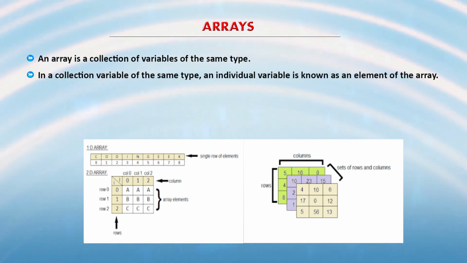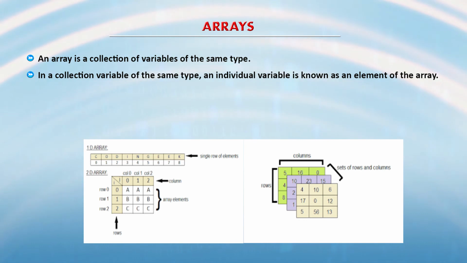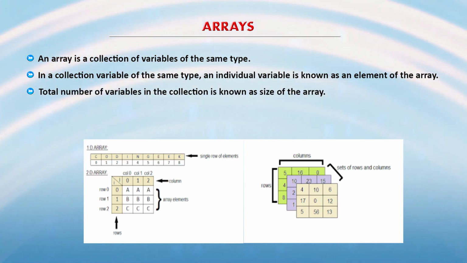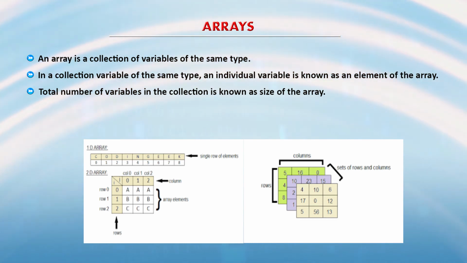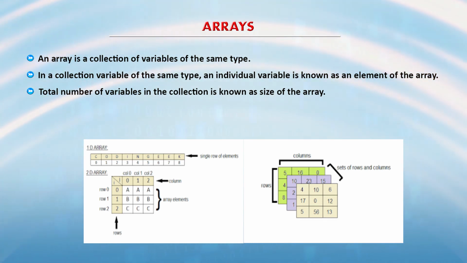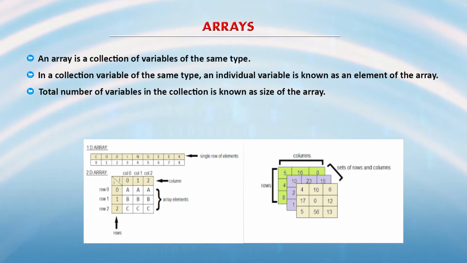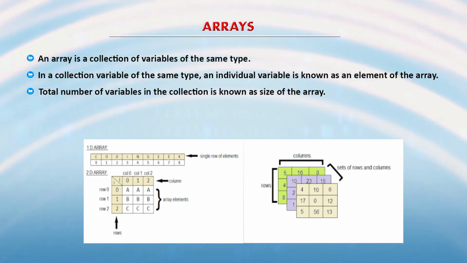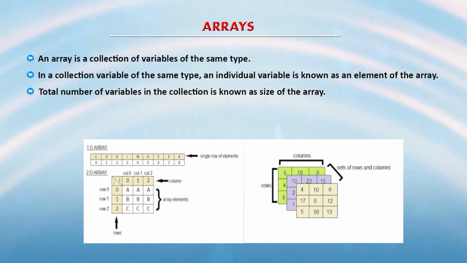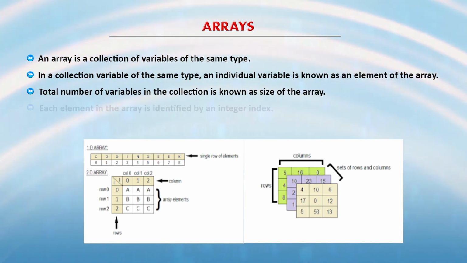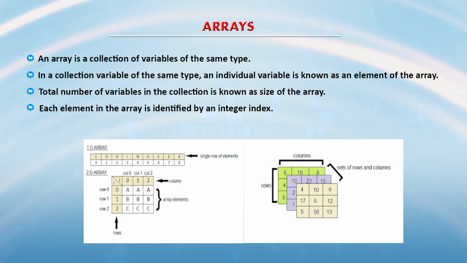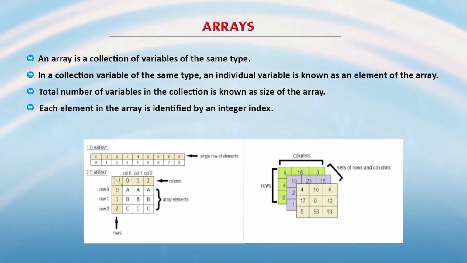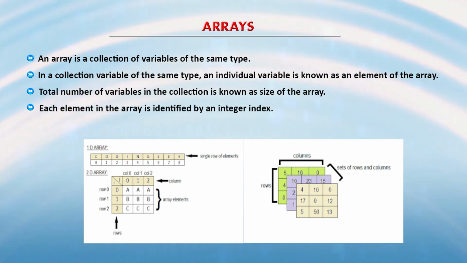So it is a collection of variables of the same data type, and in that collection the individual variable is known as an element of an array. The number passed on, say int a within the square brackets 99, is the size of the array. Each element in the array is identified by an integer index. That means the addresses a0, a1, a2, a3.